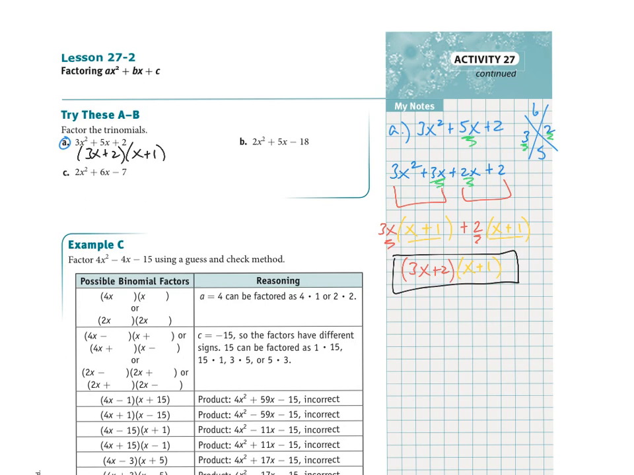Again, if you're unsure if that's your correct answer, you could use the distributive property and multiply all the terms back together, and you'll get the same result that we started off with at the beginning, that original trinomial. Great. Okay, let's try B now. I'll give you a little bit of an opportunity right now, so why don't you pause the video right here, and then we'll come back and talk about this.